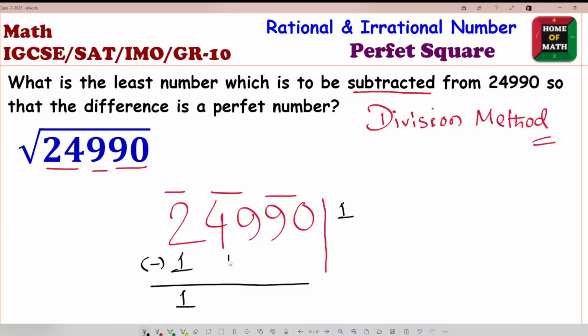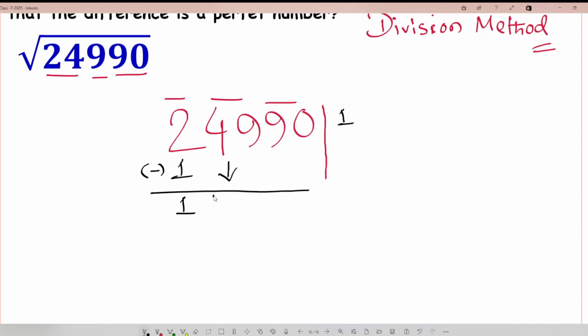Now we bring down the next pair, which is 49, so we use 149. Then we double the quotient: 1 times 2 is 2. Here we leave a space and find the number such that, when we multiply by it, the result will be 149 or less than 149.